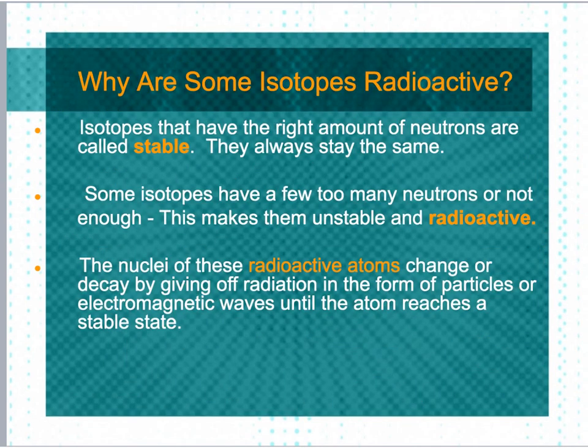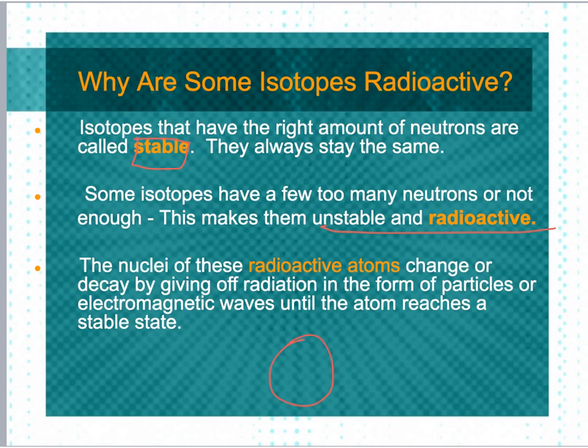Let's keep moving on. So why are some isotopes radioactive? Well, it all has to do, like I said, with stability. So you need to understand that isotopes are unstable, and this makes them radioactive. If they have too many neutrons or not enough, this makes them unstable, and they will do something to become more stable.